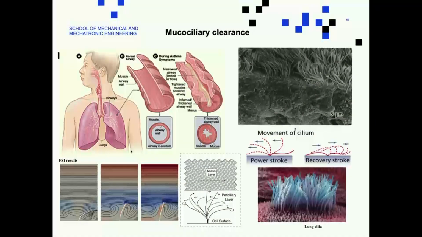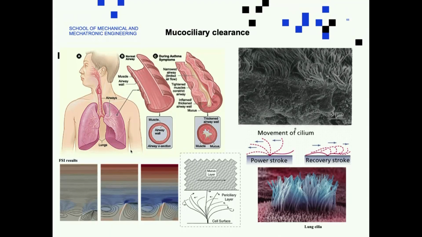Okay. So the last one is the mucociliary clearance. As I told you before, we have some cilia underneath the mucus, working like a brush, brushing your mucus. In our study, we are still working on this area, but the initial work was to make the cilia and make the movement.